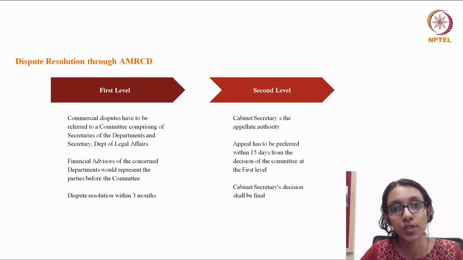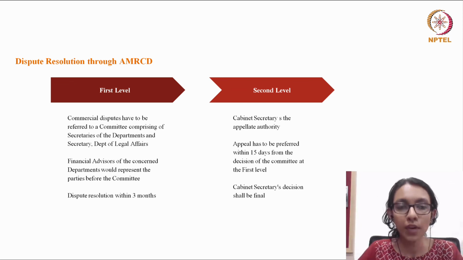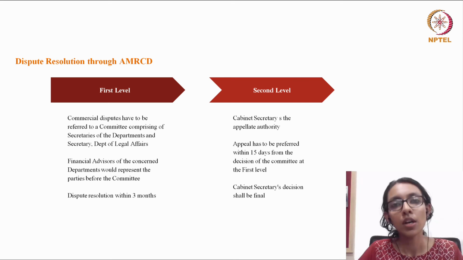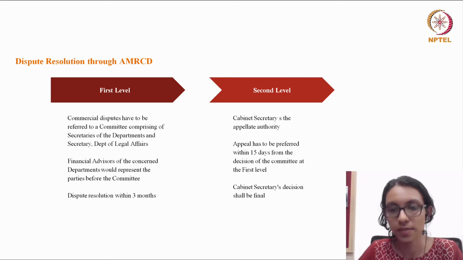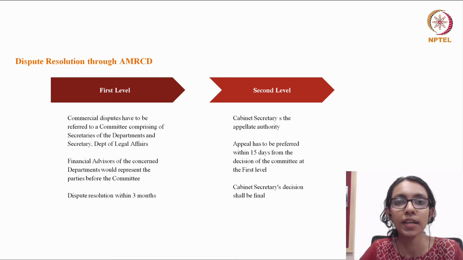If at all an appeal has to be preferred, it has to be preferred before the Cabinet Secretary, who is the appellate authority. This is the second level. And this appeal from the decision of the committee to the Cabinet Secretary has to be preferred within 15 days. And the Cabinet Secretary's decision, that is the decision at the second level, shall be final and binding for the parties.